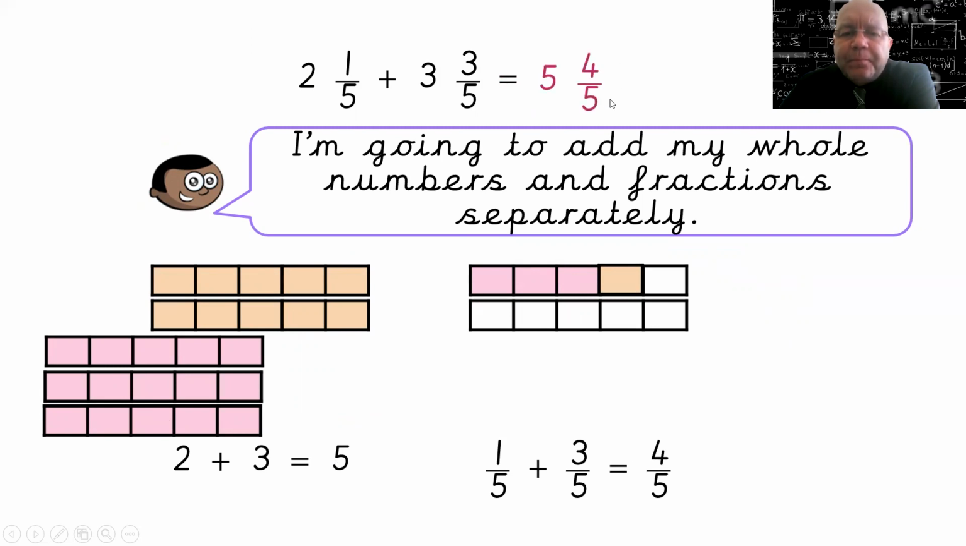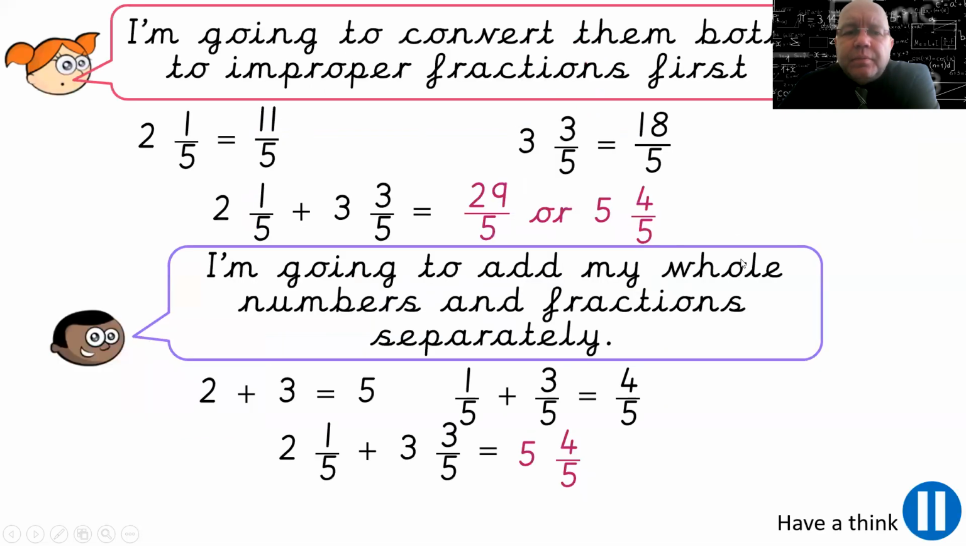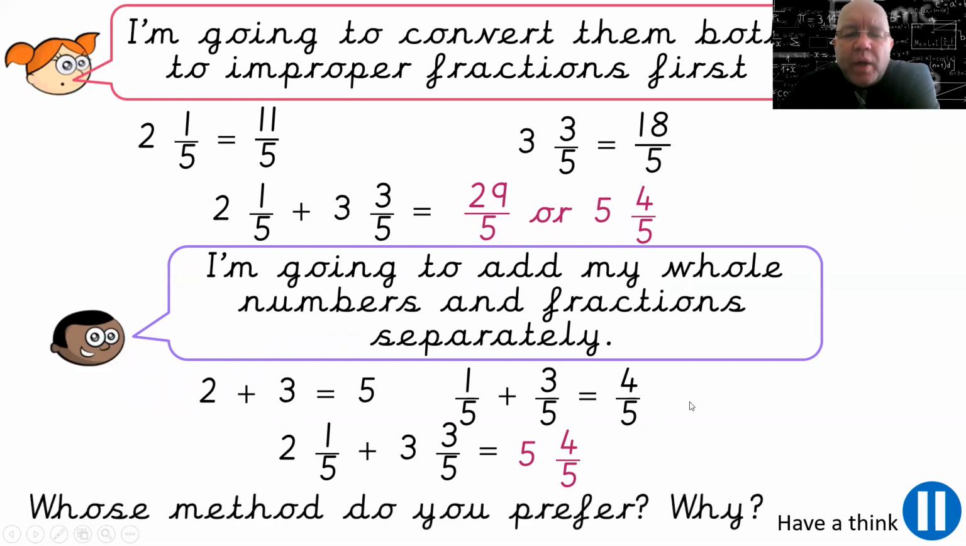And there's our answer. Okay, so 2 separate methods. One converts the whole thing into improper fractions and then does the addition. Second option is you deal with the whole numbers first, and then you deal with the fractions. So there they are. This method turned our 2 and 1/5 into 11/5, our 3 and 3/5 into 18/5, added it all together. This one just dealt with the whole numbers and the fractions separately. Have a think. Which method do you prefer and why?